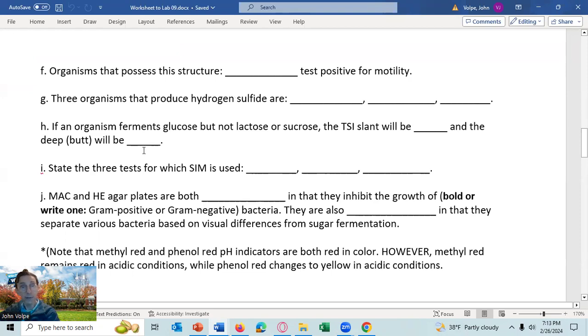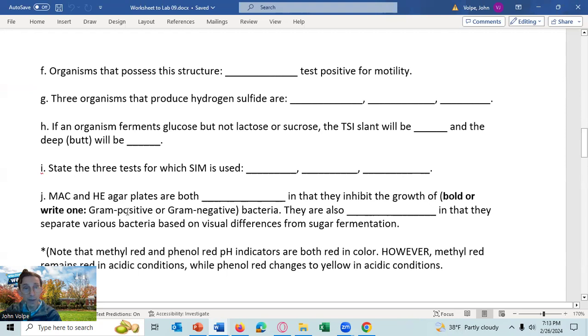And then state the three tests which are occurring in the SIM test. The SIM tube has three tests, 1, 2, 3. And then 2JA, MAC and HE plates are both what, in that they inhibit the growth of gram-positive or gram-negative bacteria.